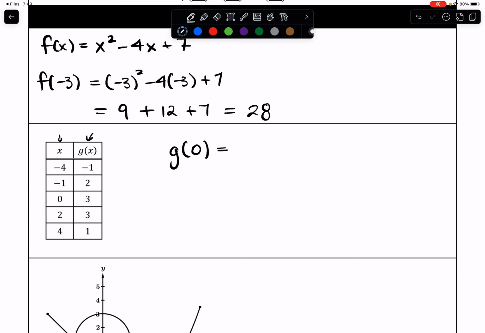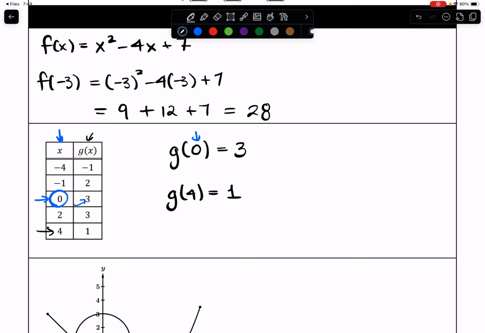To evaluate this and find g of 0 using this table, again, remember, this is my input value. This is my x. So I'm making the x value equal to 0, so that when x is equal to 0, the y value is 3. So here g of 0 equals 3. And if I want to evaluate g when x is 4, well, according to the table, when x is 4, the value of g equals 1. So this is how we use a table to evaluate a function.